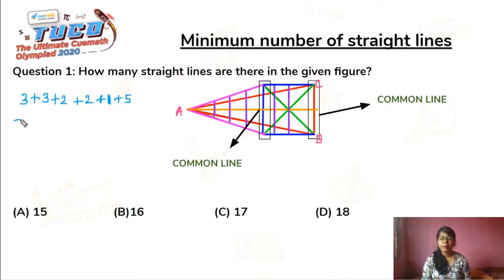So now let's add them all up. 3 plus 3, 6, plus 2, 8, plus 2, 10, 11 plus 5, which is nothing but 16. Hence option B, 16 is the right answer. I hope the question was clear to all of you. All you had to do here was to identify the given figures and accordingly count the number of lines in each of the figures. I hope that was clear to all of you.